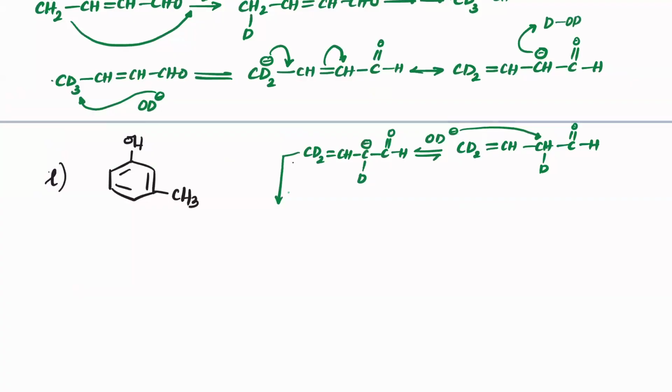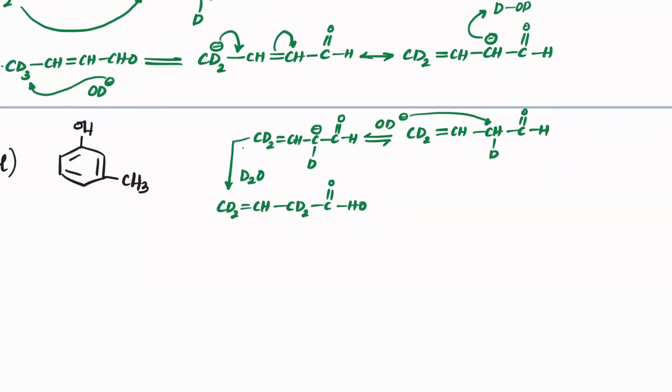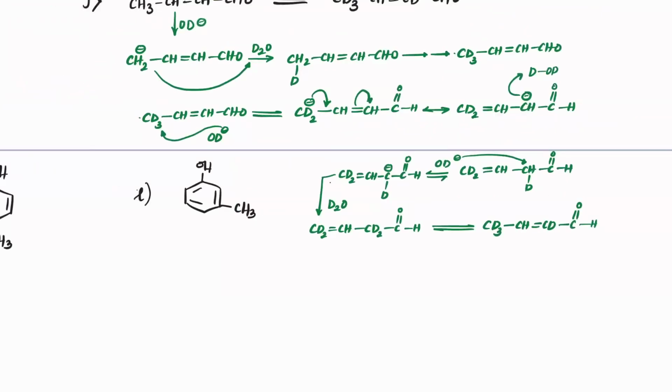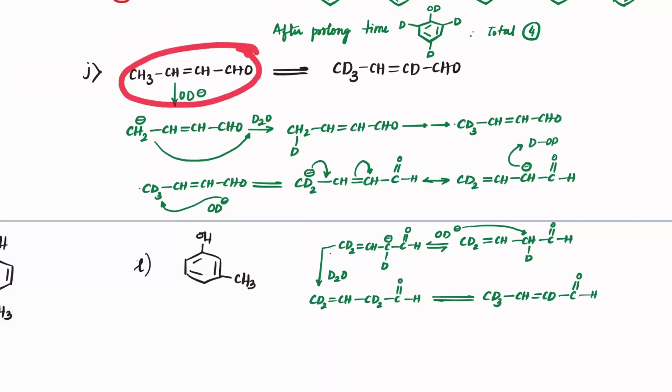Again, if you react with D2O, you get CD2 and C double bond OH. Correct. Now it will get tautomerized. And eventually, as it gets tautomerized, you'll get this as CD3 here, CH double bond CD here, and C double bond OH, correct? Which is same as the first structure. So keep the final form into the first structure case only.